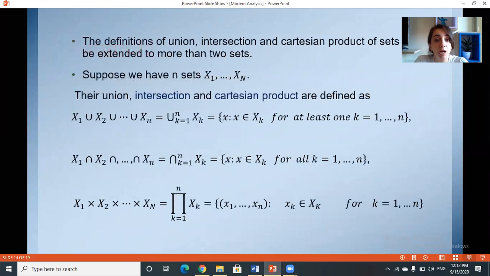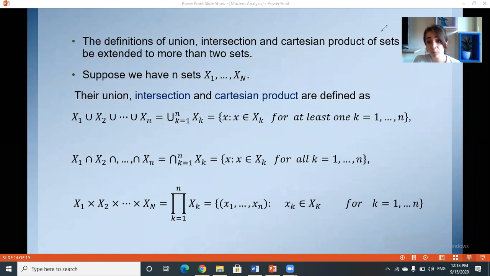The definition of union, intersection, and Cartesian product of sets can be extended to more than two sets. If we have n sets, x1 to xn, the union or the intersection or the Cartesian product are defined like that, with this sign, okay? The union of xk such that k is from 1 to n, or intersection or Cartesian product, if we have more than two sets.